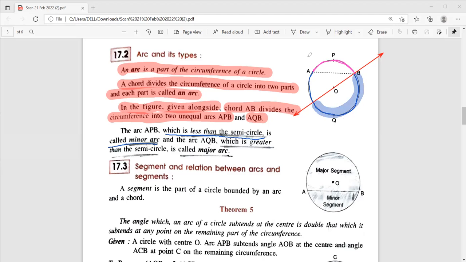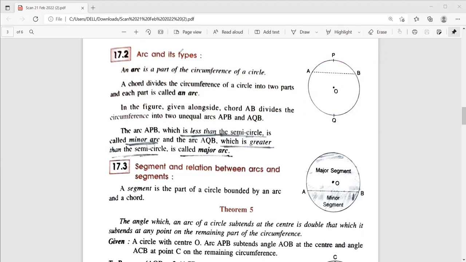But if you see the arc AQB, it is from here to here. So the arc AQB is greater than the semicircle. What will you call such arc as? You will call it as major arc. Then we go for the next one, students.